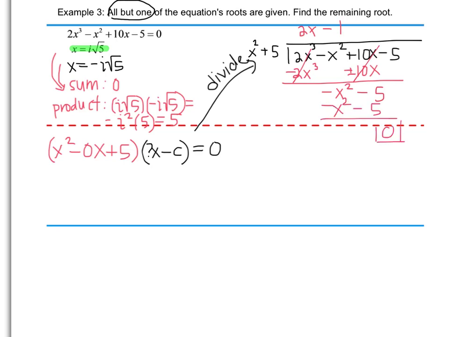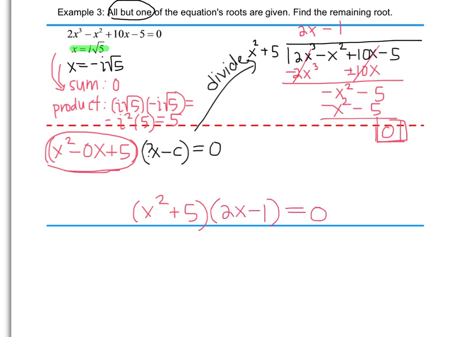That makes sense, right? We're just trying to find the other factor of this polynomial. So coming back here then, here's the first part of the factor, so x squared plus 5. And then what's left is this up here, 2x minus 1. So 2x minus 1 equals 0. So the question says, find the remaining root.